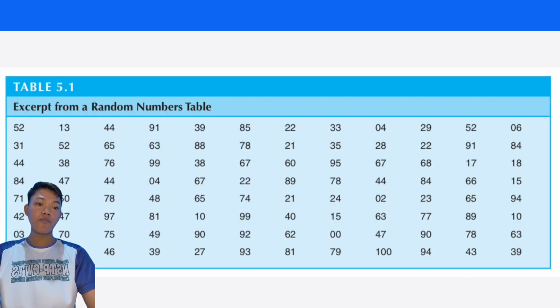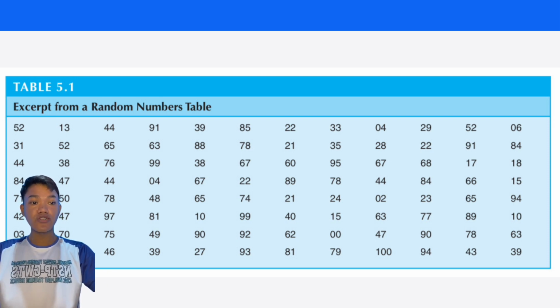So in Table 5.1, we have the different random numbers chosen by a researcher, and then he selected a particular column. In the given example, he selected the first column, which are 52, 31, 44, 84, 71, 42, 3, and 31. Those are the representatives of this entire population. So that is an example of the random sampling method.